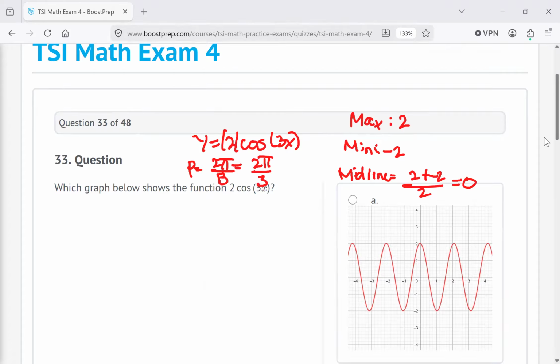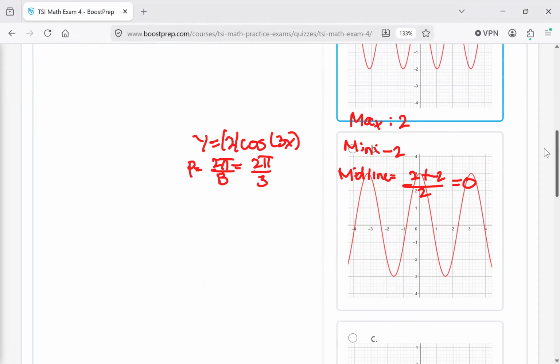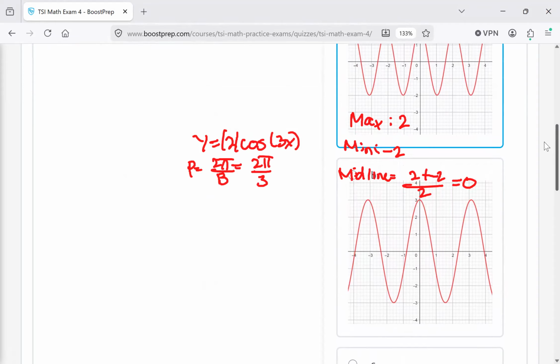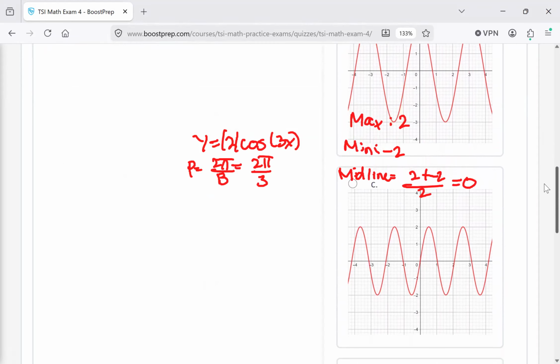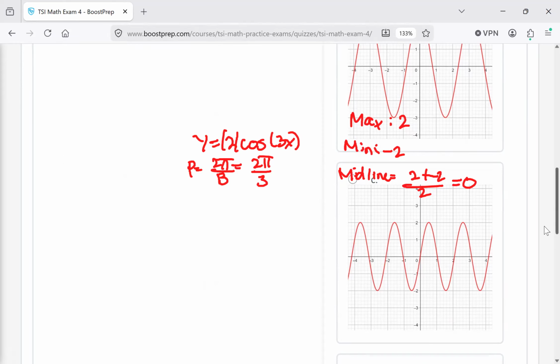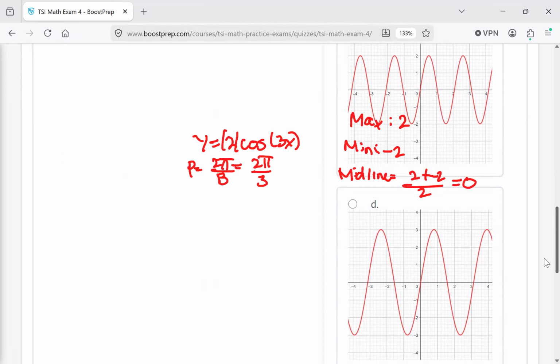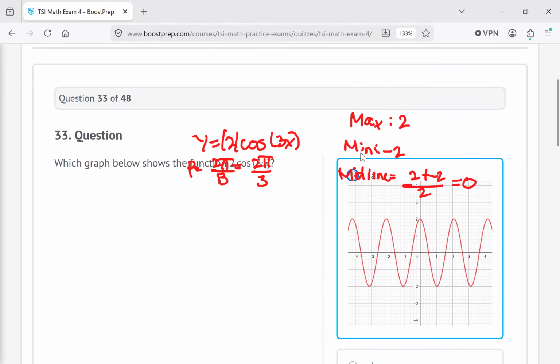Let me go down and check B. Oh no, B's off because our max is 3. Our max has to be 2. What about C? No. The reason it's a no on C is because at 0, it has to be at your max. At 0, it goes exactly through the 1, which is not our max, right? Is it D? No. So I'm going to say A.